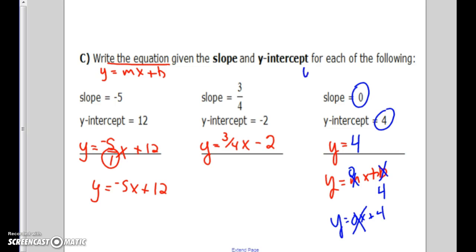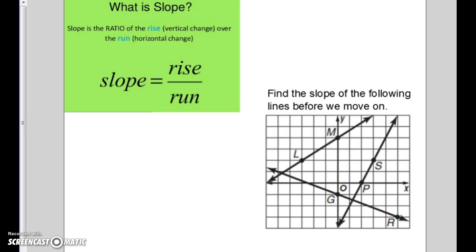If you put y is equal to x plus 4, what number is in front of the x? 1. Is that what I want my slope to be? So be careful, okay? Be careful on that one. Okay, on the next one, we're just talking about slope, rise over run. It's going to be a ratio, which means it's going to be a fraction. We have a formula, which we're not going to use quite yet, but know that it's coming.